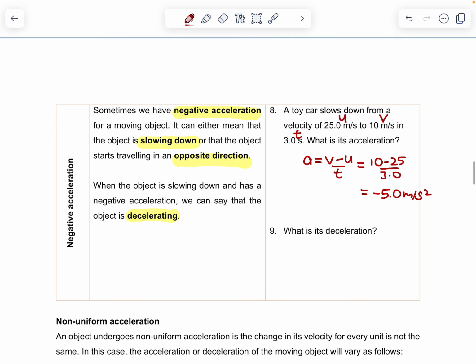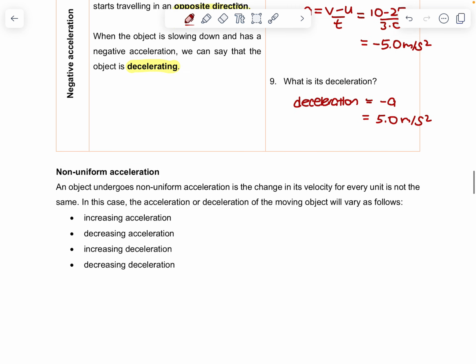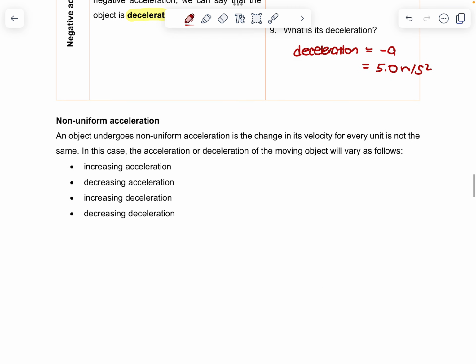Okay, so what is its deceleration? Its deceleration is equal to minus a, which is 5.0 meters per second per second. So we have been talking about constant acceleration or deceleration. There are also forms of non-uniform acceleration and deceleration, which could be increasing or decreasing acceleration, or increasing or decreasing deceleration.